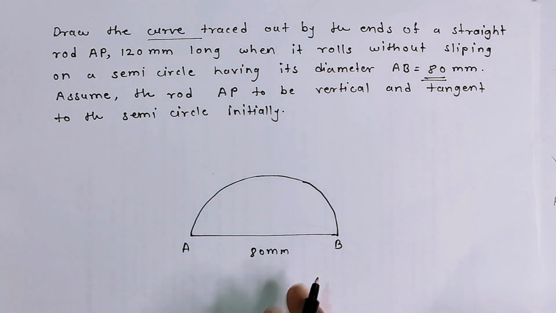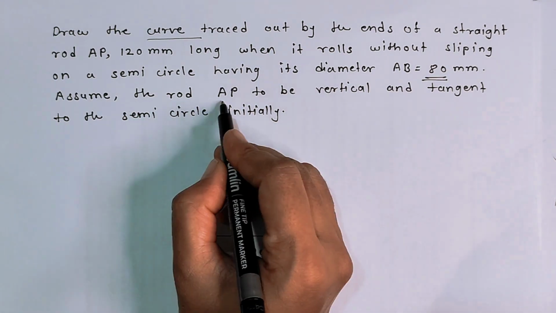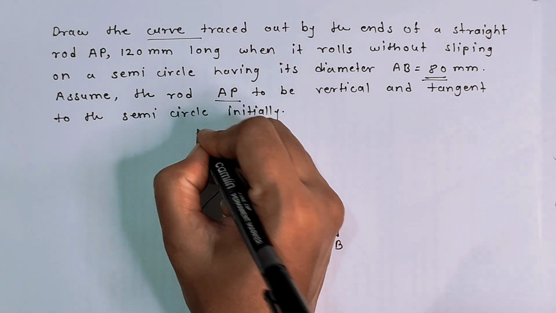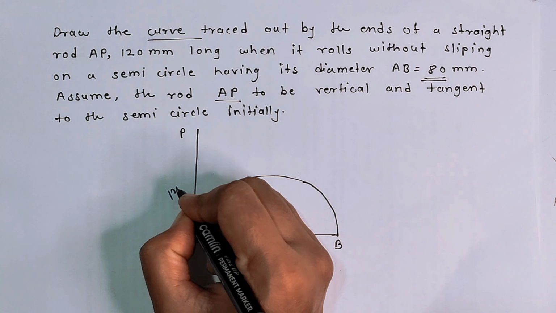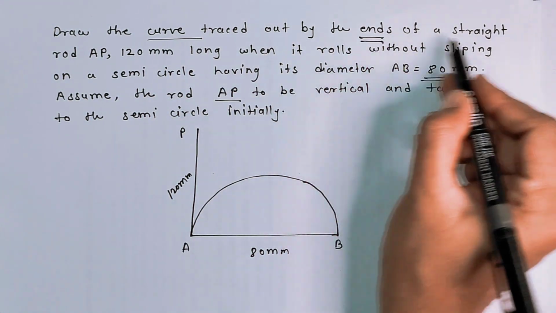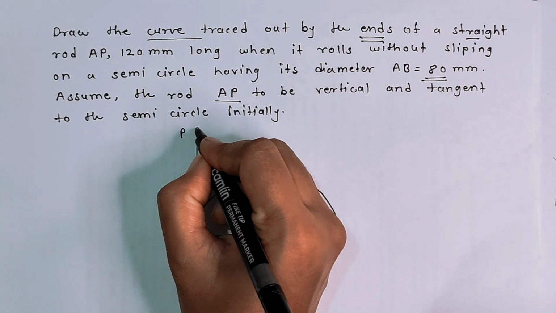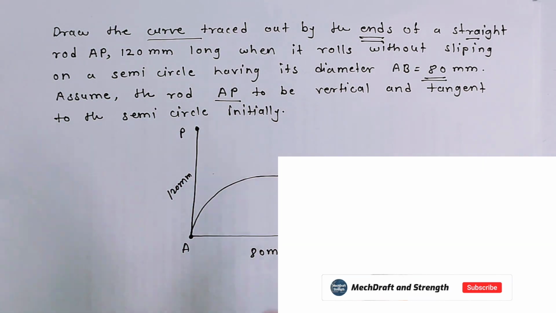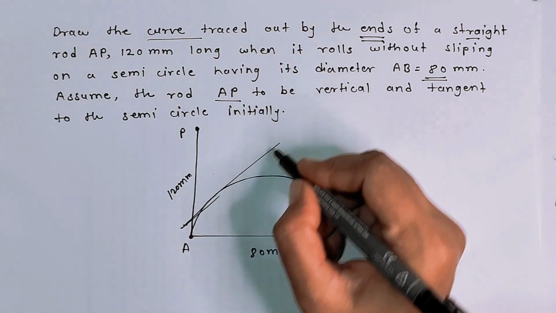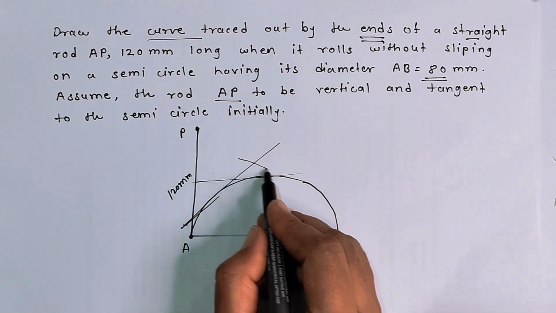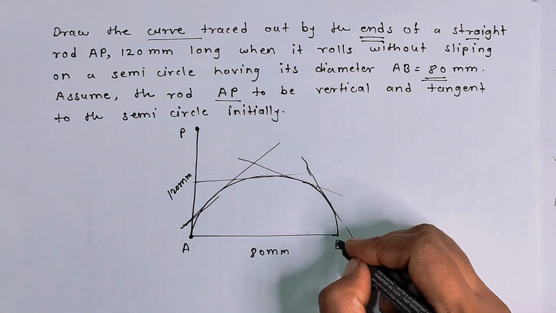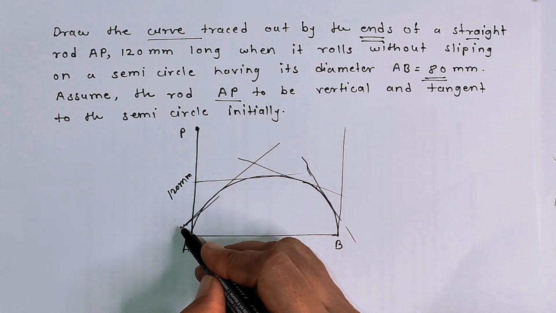So here I draw the semicircle of 80 mm diameter, and the rod position is given at the end of the question, that is, it's vertical and tangent to the semicircle. So AP is the rod, vertical and 120 mm long, and we have to trace out both the points, A point and P point. This rod rolls over the semicircle without slipping and sliding like this.